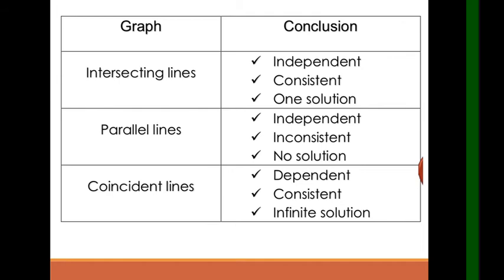So graphs and conclusion. If the two graphs are intersecting lines, these are independent, consistent, and have one solution. If the two graphs are parallel lines, then they are independent, inconsistent, and have no solution. If the two graphs are coincident lines, then they are dependent, at the same time consistent, and have infinite solutions. So this will be our summary for the discussions about the three cases that I mentioned a while ago.